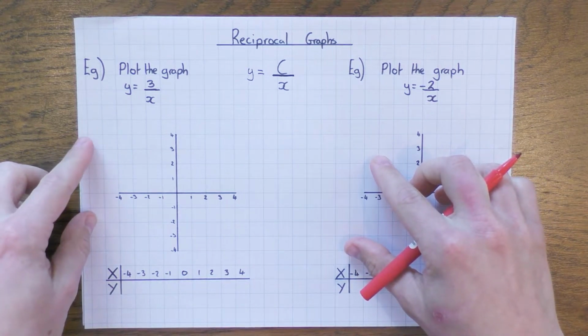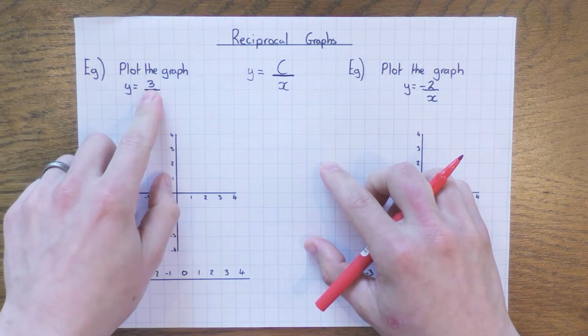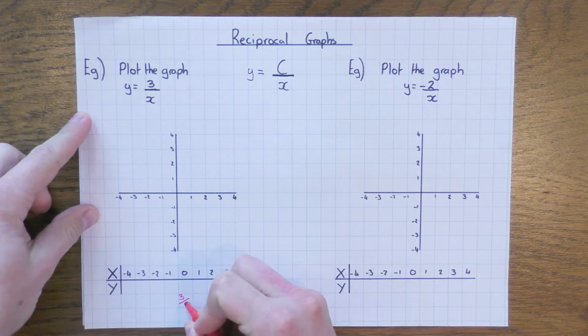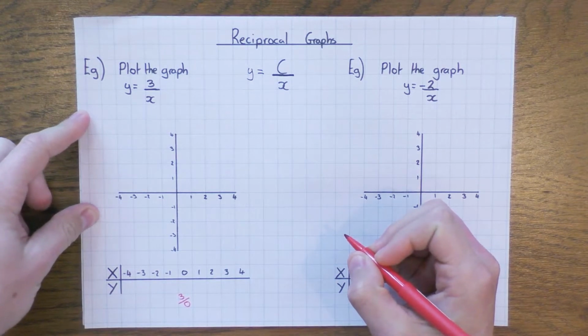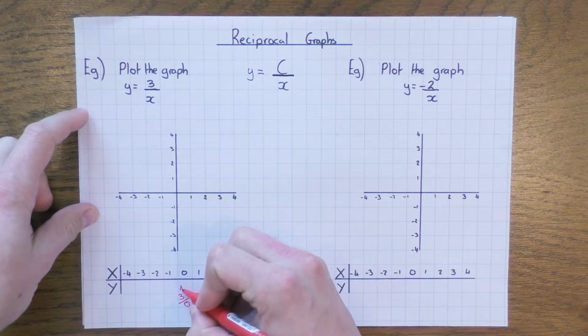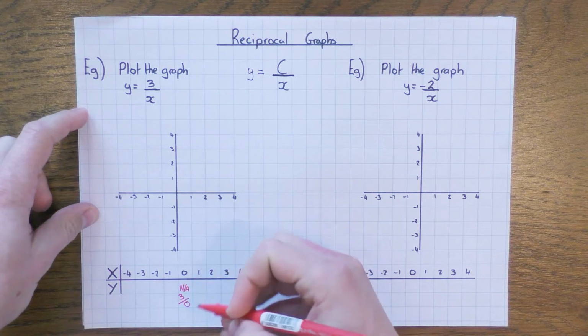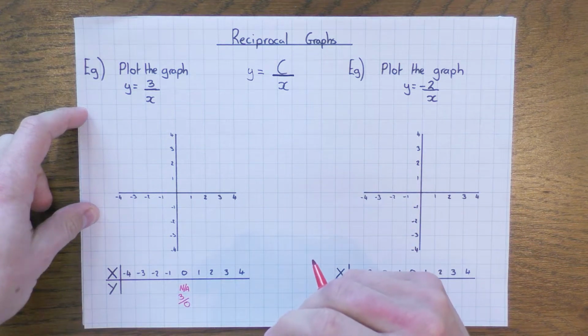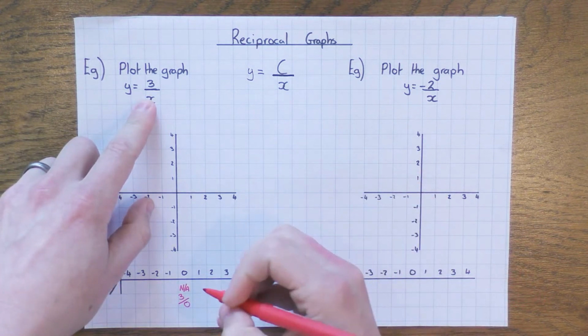In this case, it actually is quite an interesting one, because if you do 3 divided by 0, you can't actually do that. There's no actual value. In fact, we could say that's not applicable, because how many zeros go into 3? You just can't do it. And that's crucial for how this graph is going to look. Let's carry on doing the positives.